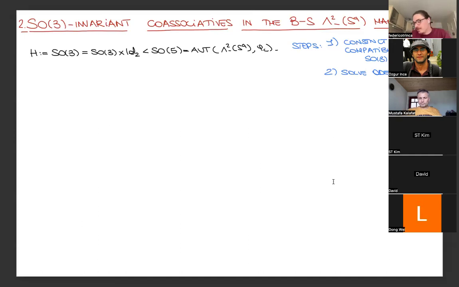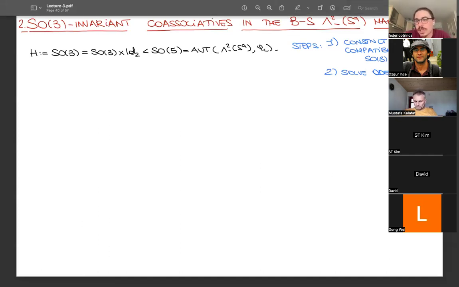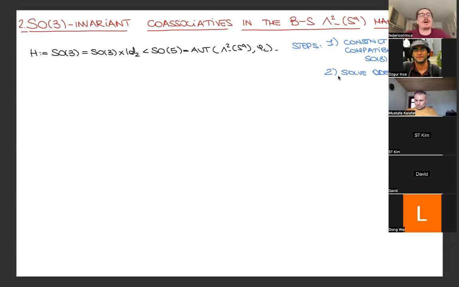Okay, so this was the easy part. The more challenging parts come from taking, for instance, S3-invariant co-associatives in the Bryant-Salamon manifold, the one of topology the anti-self-dual two-forms over S4.